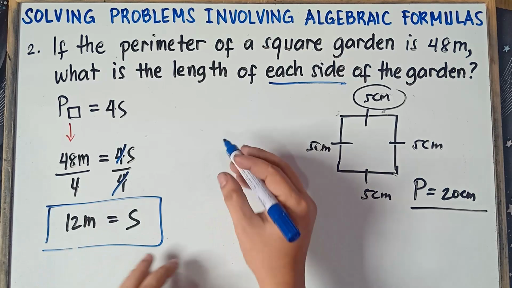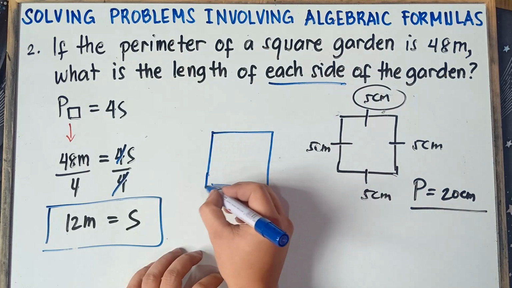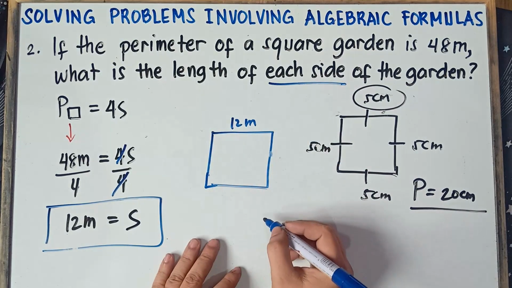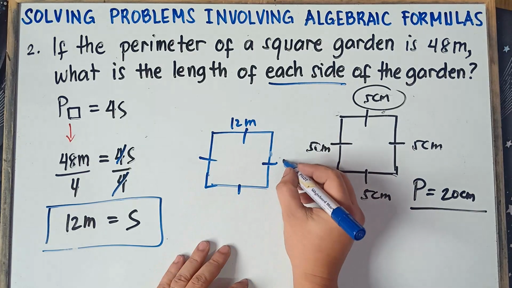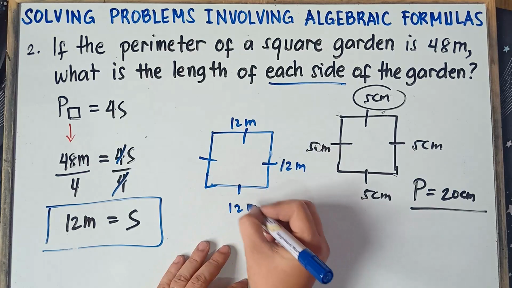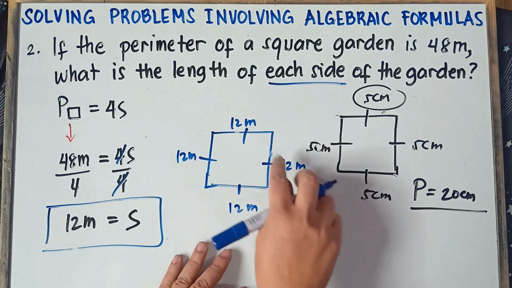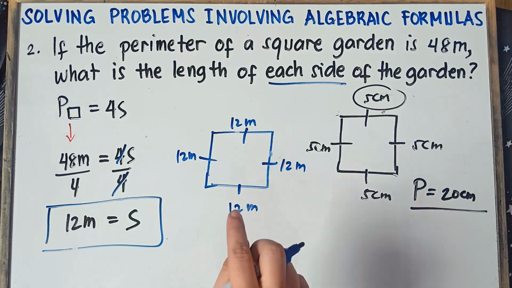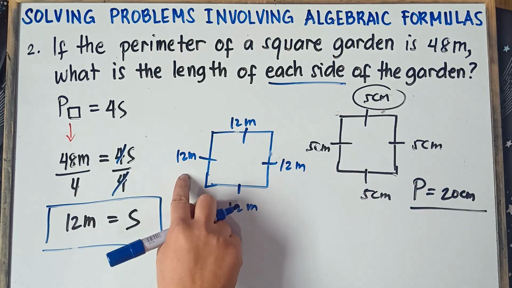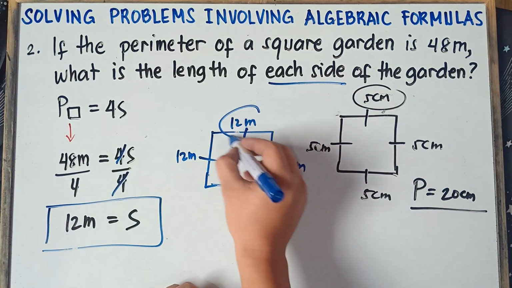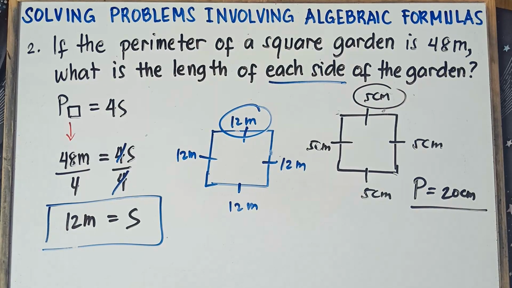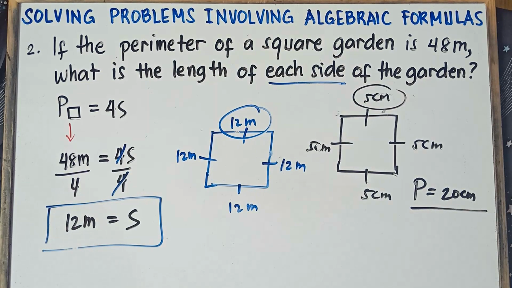Because if you add this up, so once again, if we draw this one, if this is 12 meters, this is also 12 meters because this is a square. All sides must be equal. 12 meters, 12 meters, and then 12 meters. If you add this up, 12 plus 12, that's 24. Plus 12, that would be 36. Plus 12, that would be 48. That's correct. So therefore, each side measures 12 meters. So that's the answer, class, with regards to example number 2.